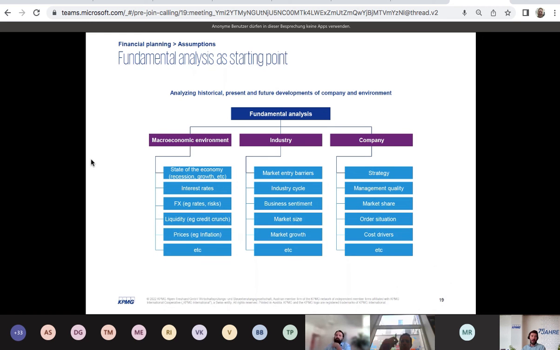So you really look at the company and do the company-specific valuation, compared to certain, for example, portfolio management techniques where you would not value a company on a fundamental basis, but more depending on certain technical factors. And here, for example, you see for the fundamental analysis, we look at the macroeconomic environment, industry, and the company.